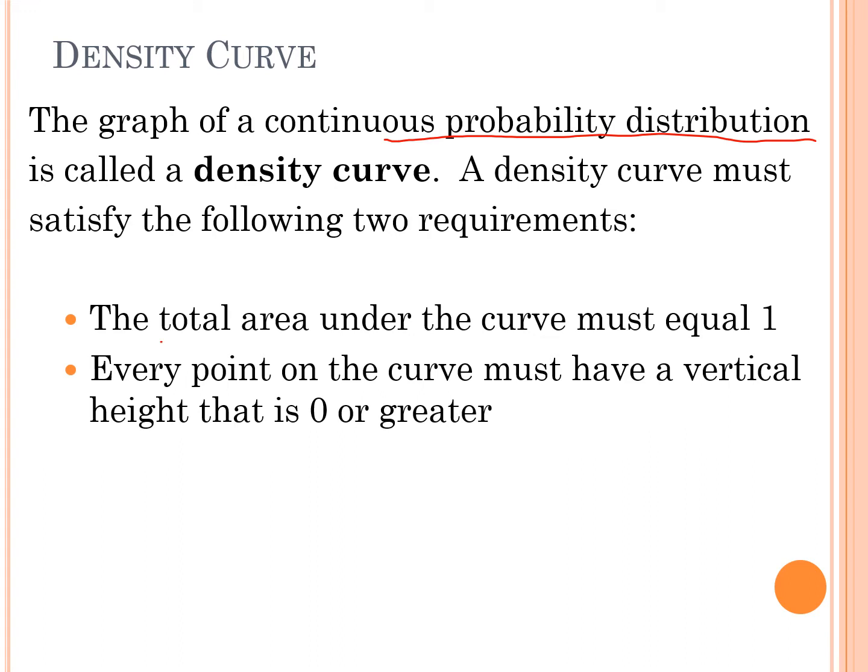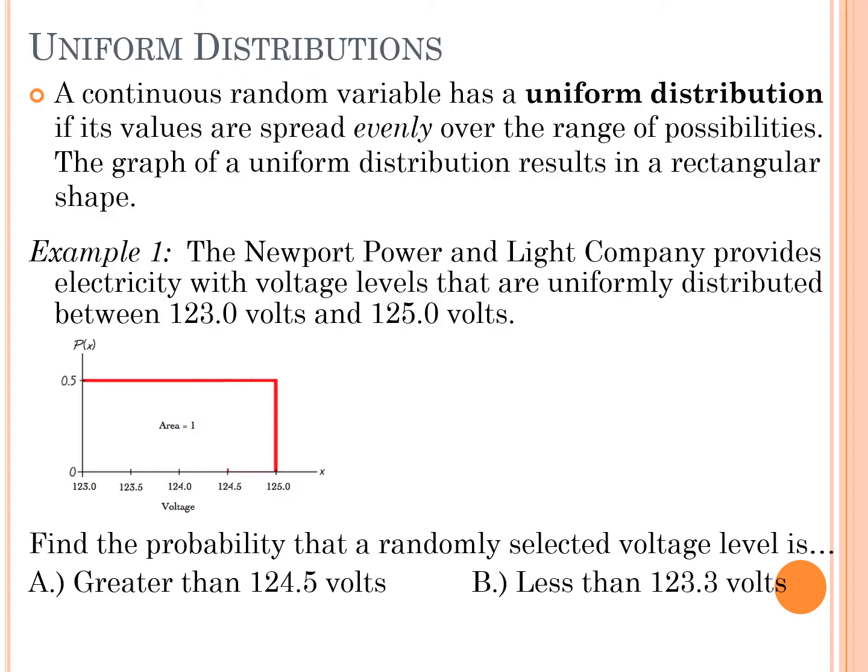The total area under the curve is equal to 1, and each point on the curve has a height that's 0 or greater. The first one we're going to look at is a uniform distribution. In a uniform distribution, all the values in the distribution are spread uniformly or evenly over the range of possibilities. The graph of this is just going to be a rectangle, as shown here.